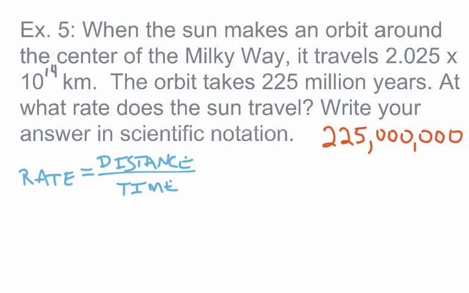Okay? Now in order to write this in scientific notation, I'm going to make ocean waves from where our decimal is to where we want it to be. And I end up with 2.25 times 10 to the 8th power. Alright? So, distance is 2.025 times 10 to the 14th. Time is 2.25 times 10 to the 8th. And that is years.